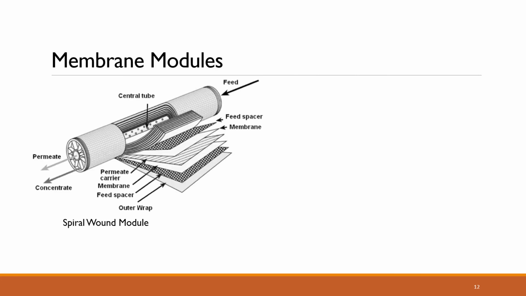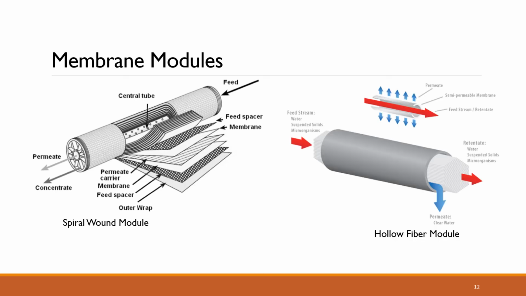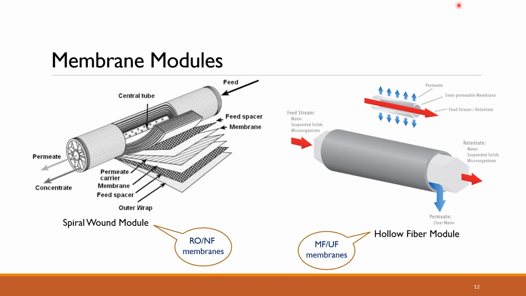You have two common types of membrane module arrangements, that is spiral wound module and hollow fiber module. You have already studied about these membrane modules in detail in your previous lectures. The spiral wound membrane module is generally used for arrangement of reverse osmosis and nanofiltration membranes, whereas the hollow fiber module is used for microfiltration and ultrafiltration membrane arrangements.